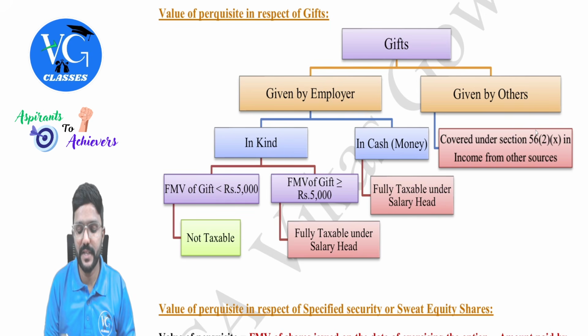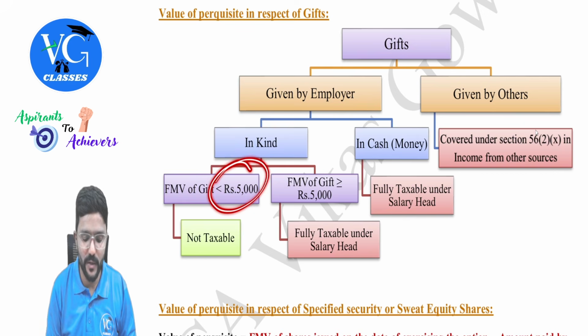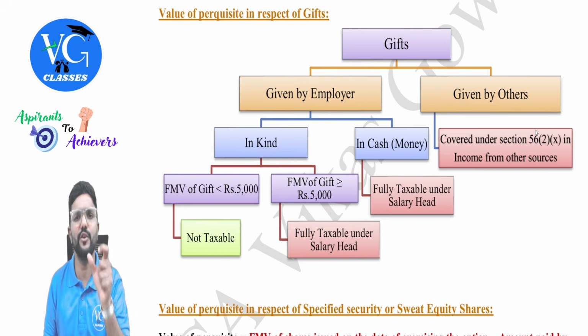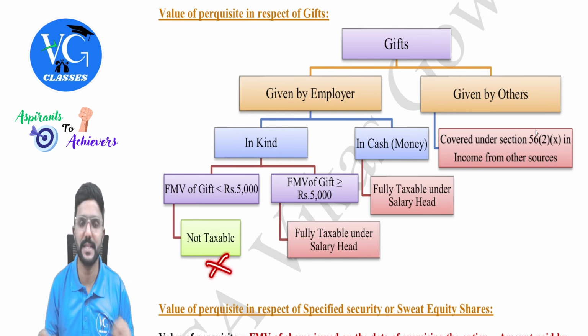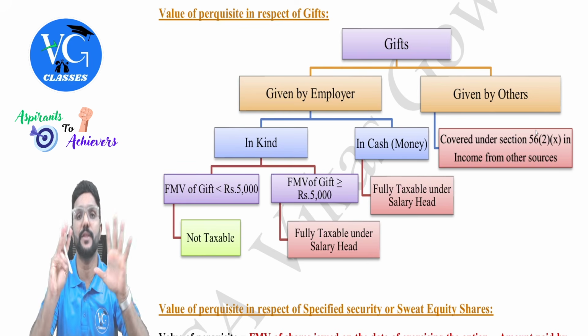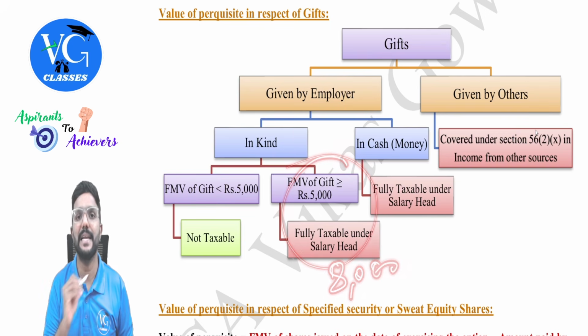Okay. Then if it is in kind, check what is the fair market value of that gift. If it is less than 5,000, nothing is taxable. And if it is more than or equal to 5,000, the full amount will be taxable. That is the full value of the gift. For example, assume my employer gifted me a watch whose value is only 4,000. Nothing is taxable. Whereas if my employer gifted me a watch whose value is 8,000, it will be fully taxable. Fully 8,000 will be taxable under the head salary, guys.